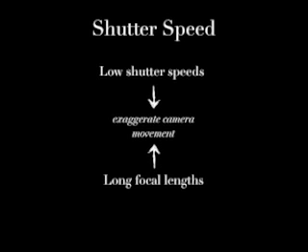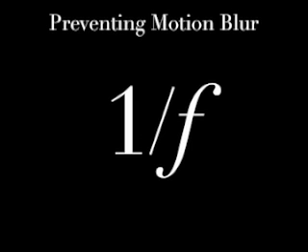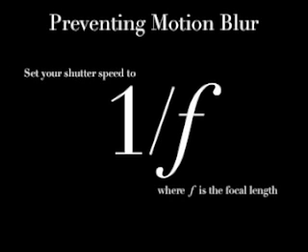Also, zooming in too much will cause the same exaggeration of the movement of the hands holding the camera, causing the same type of blurring that low shutter speeds will. In this case, you should try to use a high shutter speed. In general, the shutter speed used should be at least equal to the reciprocal of the focal length.